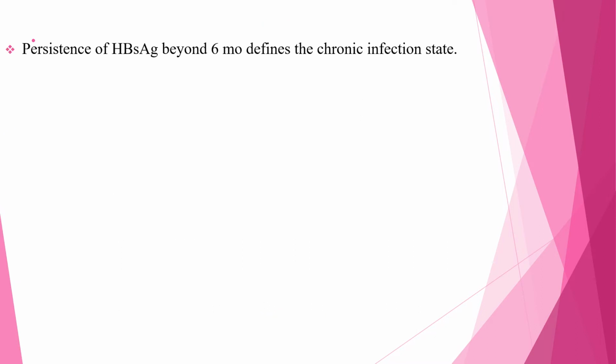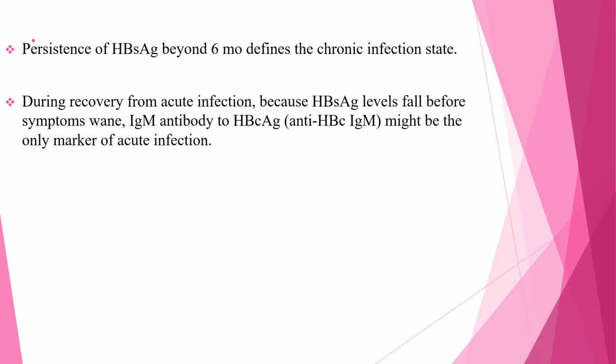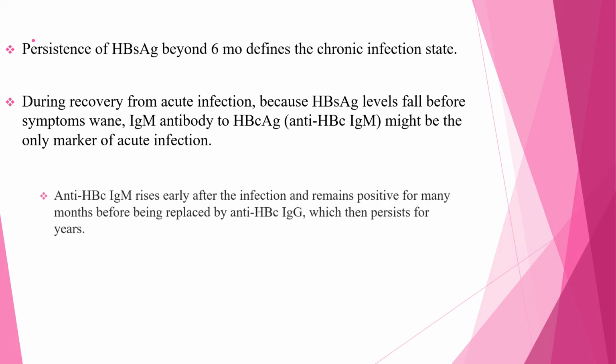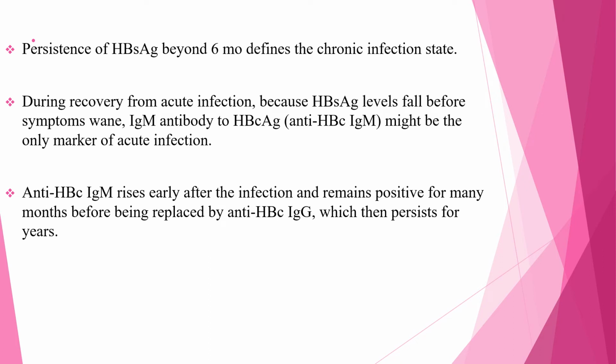Persistence of hepatitis B surface antigen beyond 6 months defines the chronic infection state. During recovery from acute infection, because hepatitis B surface antigen levels fall before symptoms wane, IgM antibody to hepatitis B core antigen, or anti-hepatitis B core IgM, might be the only marker of acute infection. Anti-hepatitis B core IgM rises early after infection and remains positive for many months before being replaced by anti-hepatitis B core IgG, which then persists for years.